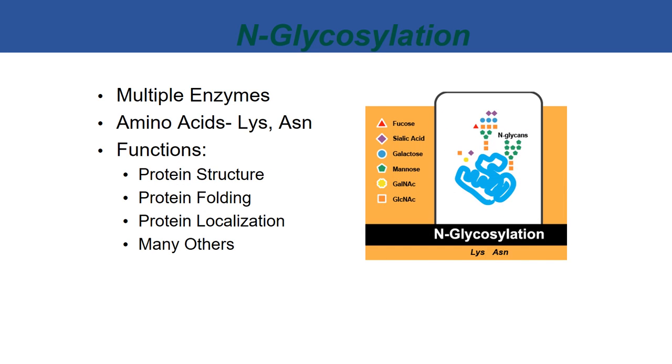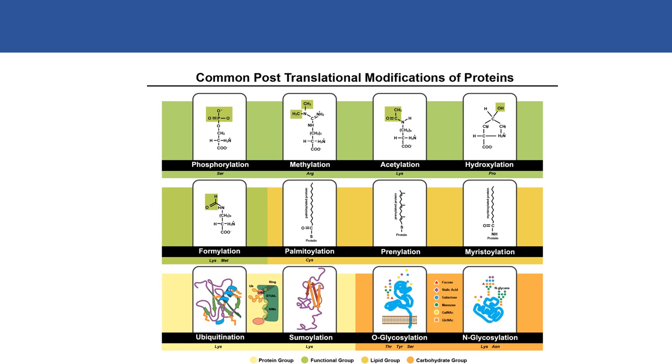And for glycosylation, there are multiple enzymes that put this together. Again, the same thing can happen with lysine and asparagine, which obviously have amine functional groups on the end. It can be for protein structure, protein folding. It can localize your protein to a specific cellular compartment. And it's involved in numerous other post-translational modifications. As you might note, these are covalently linked modifications.